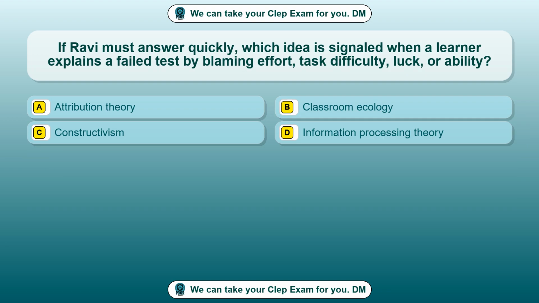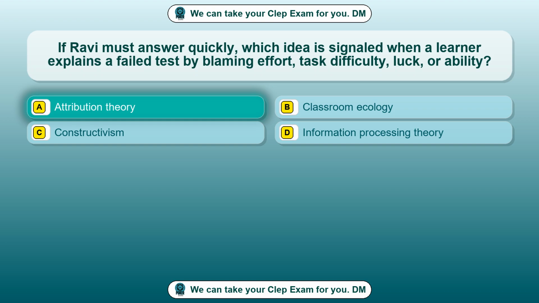Question 30. If Ravi must answer quickly, which idea is signaled when a learner explains a failed test by blaming effort, task difficulty, luck, or ability? Option A, attribution theory. Option B, classroom ecology. Option C, constructivism. Option D, information processing theory. The correct answer is option A, attribution theory.